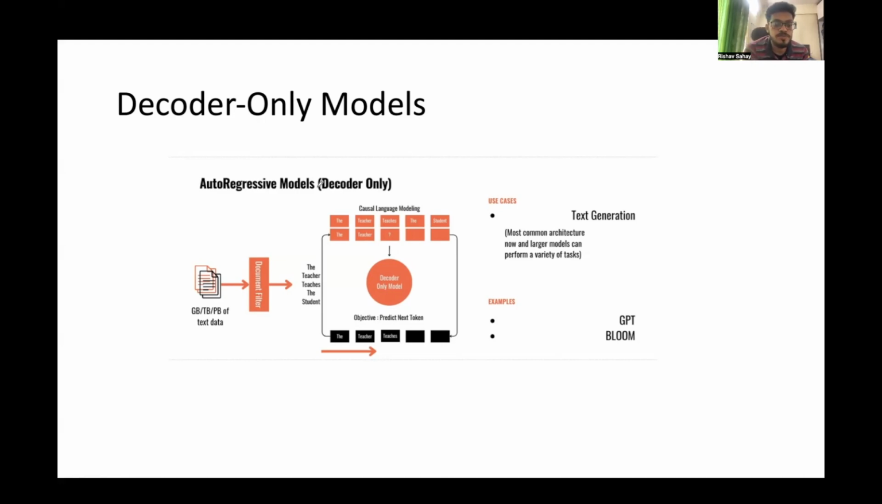Herein, we feed a prefix text, and the objective is to predict the next token, which is the most likely token, given it has the knowledge of the English language and the linguistics of the particular domain where we want the model to adapt to. Pre-trained LLMs like GPT and Bloom use this architecture.